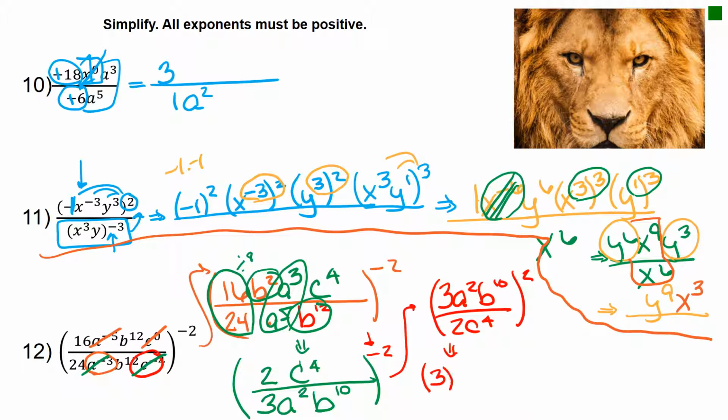I'm going to give everybody the creeper now. 3 gets a creeper of 2. X squared gets a creeper of 2. B to the 10th gets a creeper of 2. 2 gets a creeper of 2. C to the 4th gets a creeper of 2.